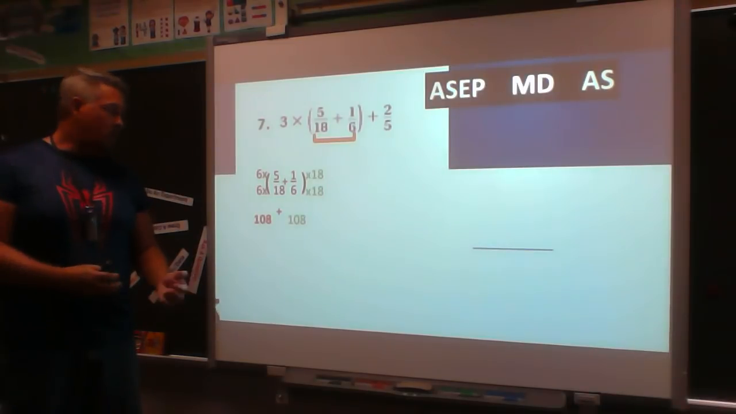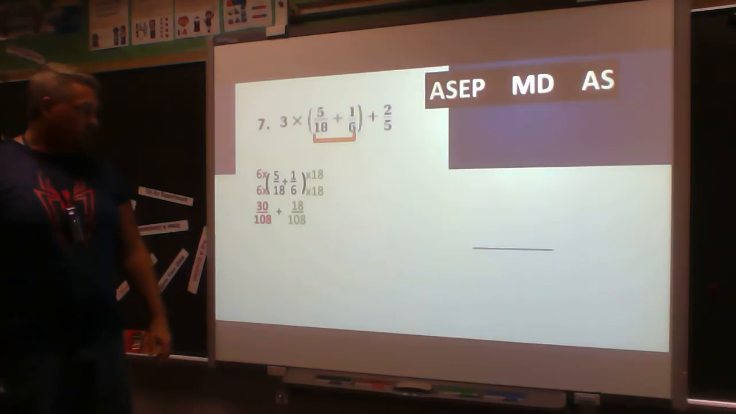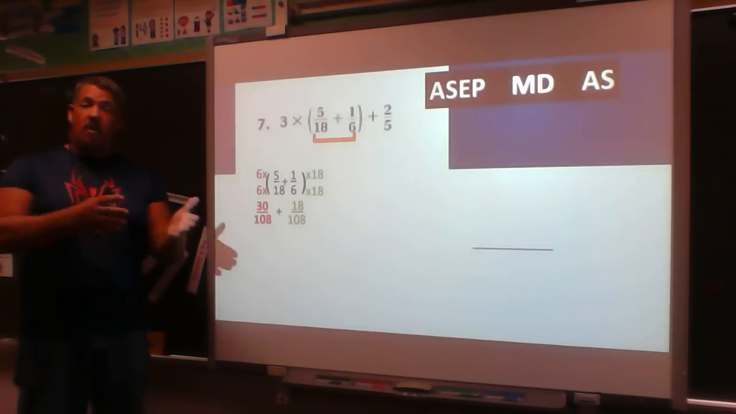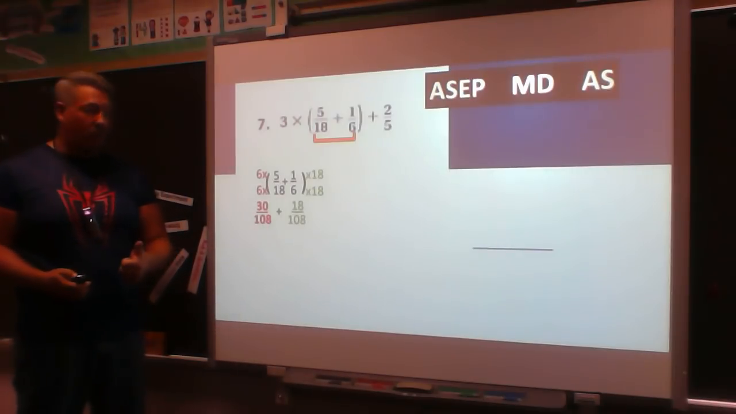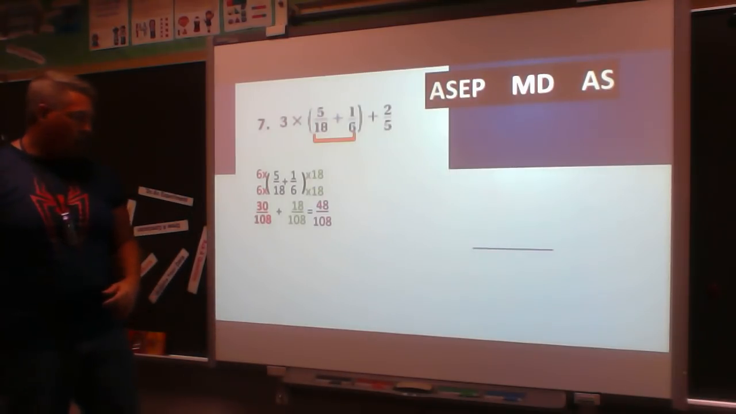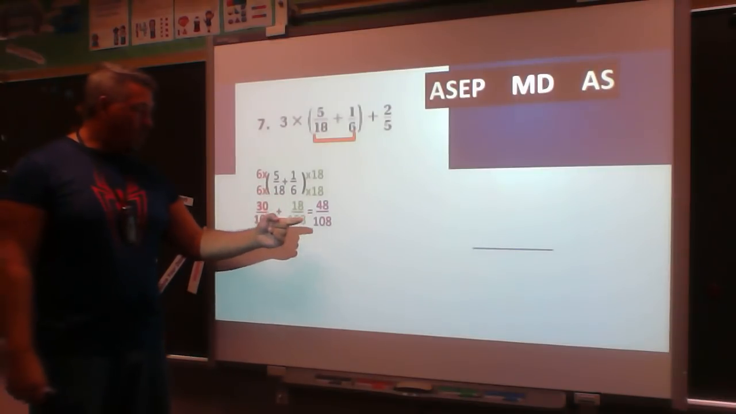My numerators then, 6 times 5 is 30, 18 times 1 is 18. All right, so now I have common denominators, right? What do I do with it? I keep it, and then I can add my numerators. So my 108 stays the same. 30 plus 18 is 48.